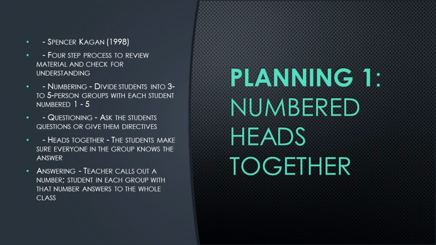Numbered heads together is another simple approach where the students are broken out into homogeneous groups of 3 to 5 members. Each student in the group takes a number starting with 1 and ending in 3, 4, or 5, depending on the size of the group. So each group will have a student 1, each group will have a student 2, and so on. The teacher poses a question, either specific and looking for an answer, or general, such as make sure everyone in the group knows some fact. The students in the group discuss. The teacher then calls out a number, for example, 1, and then each student 1 in each group would stand up and share the group's answer with the whole class.